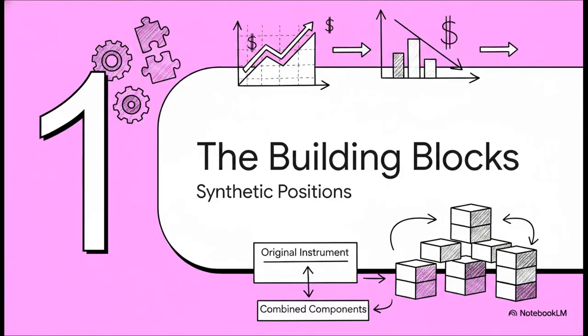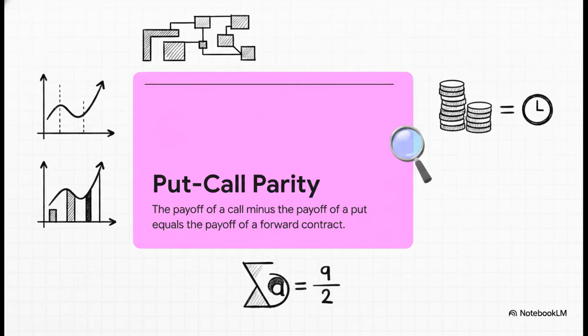Okay, so let's get into it. The first step in building any machine is understanding its basic parts, right? In the world of options, this means learning how we can replicate one financial instrument by combining others. We call this a synthetic position. And the blueprint, the absolute foundation for this entire field of financial engineering, is a core principle called Put-Call Parity. Now, this isn't just a theory, it's a fundamental mathematical relationship. It basically says that a specific combo of options can perfectly mimic other assets. It's the law of gravity for the options world.